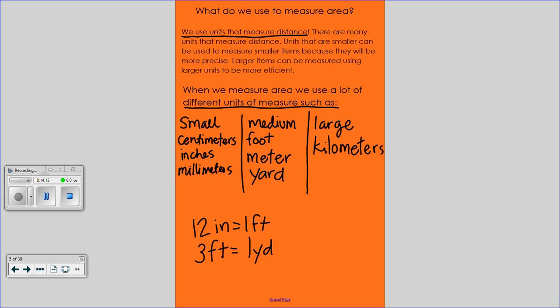Emily? Miles. There are 5,280 feet in 1 mile. Wow. What about a yard? There you go.